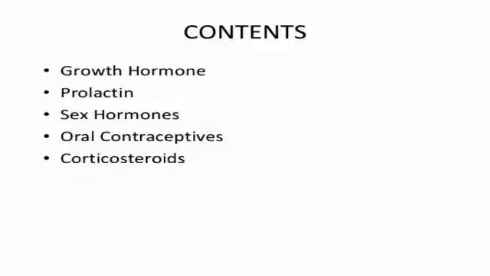Firstly, we will see the growth hormone. What is growth hormone? Growth hormone is a protein hormone of about 190 amino acids that is synthesized and secreted by the cells called somatotrophs in the anterior pituitary.